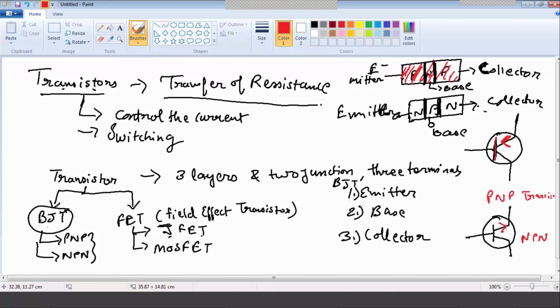So this direction of arrow shows the direction of the emitter current, i.e. emitter current, right? Okay. So now we'll see in detail how this PNP works.